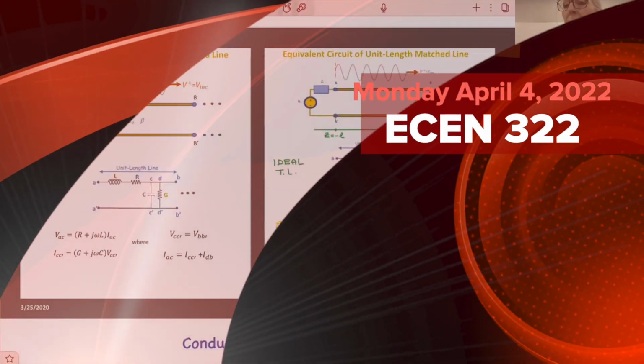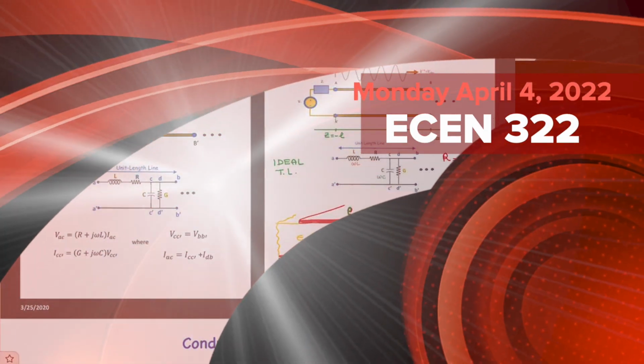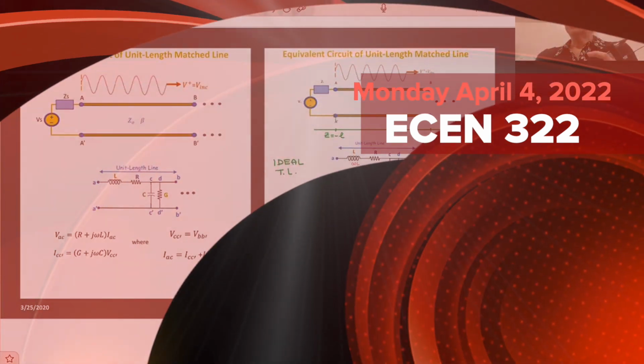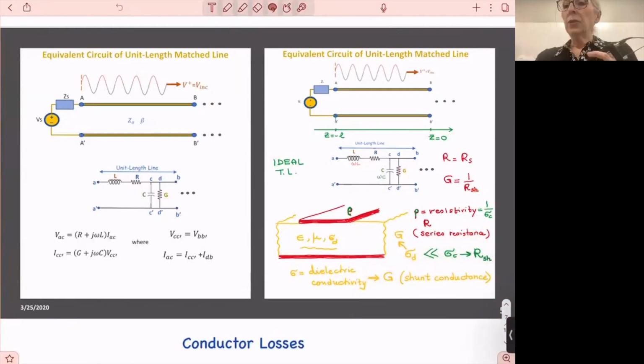Okay. So if we have losses in these transmission lines, I apologize, we just do a review today of what we have seen so far in transmission lines. And all of the notes are online. So if you have losses, there are two types of losses. There is a conductor loss that happens in the wires or in the conductors. And there is a dielectric loss that happens in the material that separates the conductors.